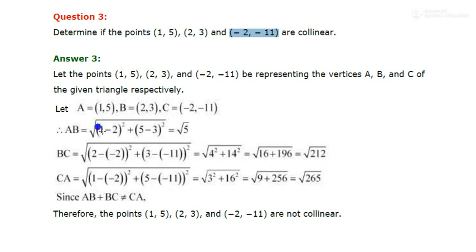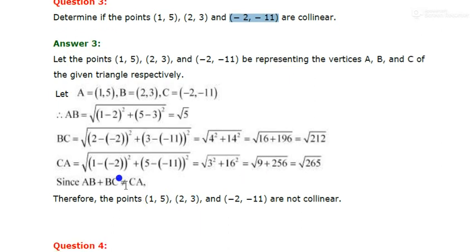Now see the possibilities, whether the sum of two sides will be equal to the third side or not. So the first side is √5, the second side is √212, and the third side is √265. So it is not possible for the sum of two sides to equal the third side. So see here, AB plus BC is not equal to CA. So we can say that these 3 points are not collinear. Suppose in place of this, AB plus BC were equal to CA, then we could say that these three given points are collinear points.